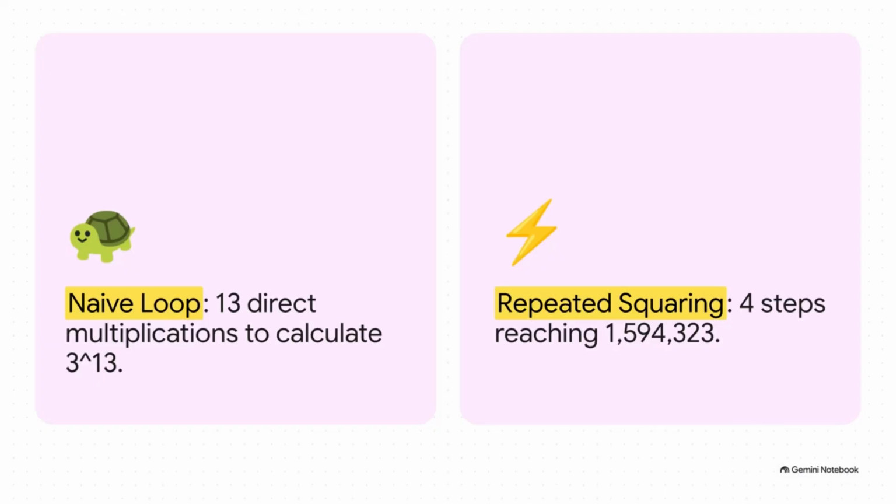Our last factoring method is raising a number to a large power, like 3 to the power of 13. Think about a naive loop. It would multiply 3 by itself 13 separate times. But repeated squaring, also known as binary exponentiation, absolutely slashes this workload. By squaring the base and halving the exponent step by step, we reach 1,594,323 in just 4 steps. This brilliantly illustrates how choosing the right algorithm directly improves performance as our inputs get larger.